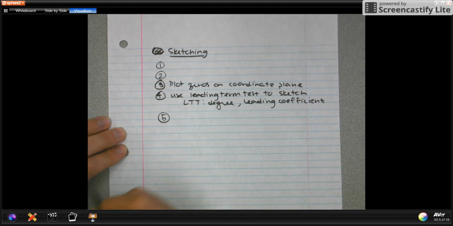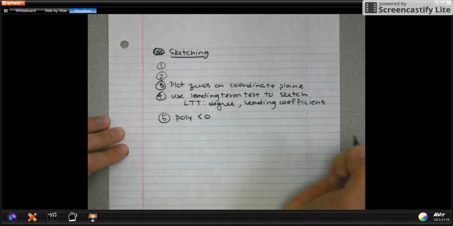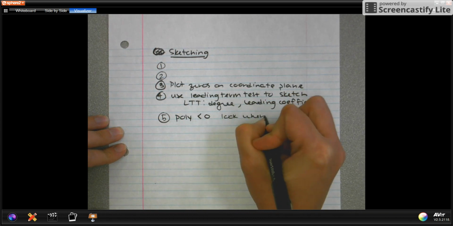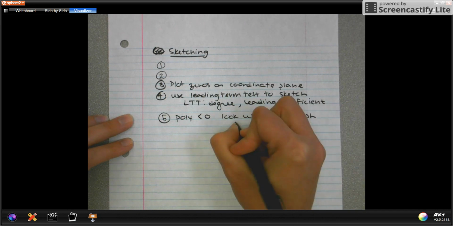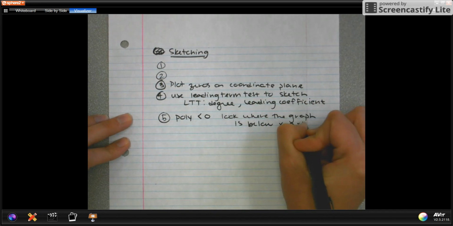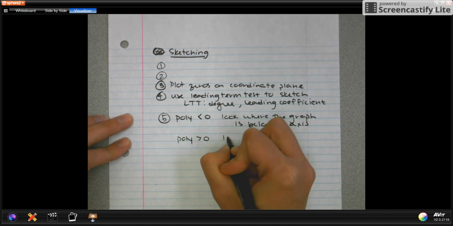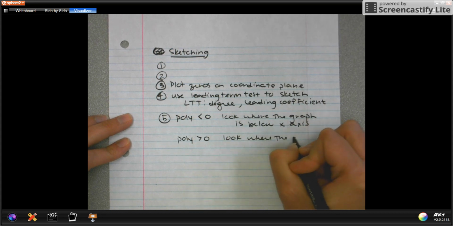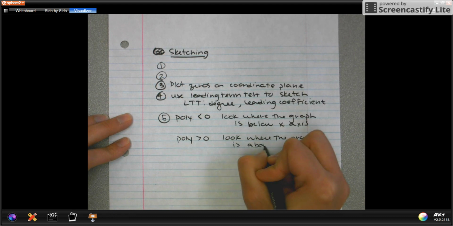Then the fifth step is, if we're looking for where that polynomial is less than 0, we're going to look where the graph is below the x-axis. If we're trying to solve where the polynomial is greater than 0, we're going to try to find where the graph is above the x-axis.